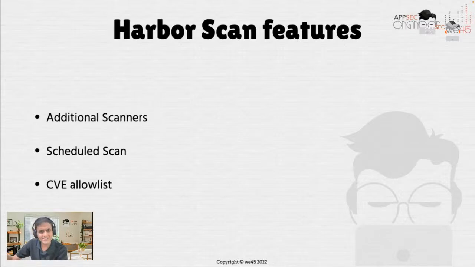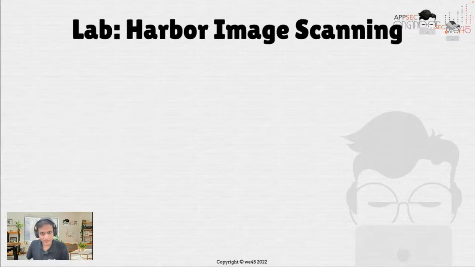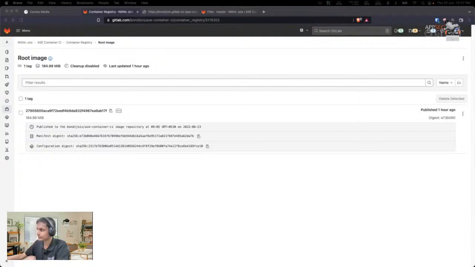Or if you want to have a CVE allow list, so we figure out there is a false positive based on the results being generated, and you don't want these false positive reports to come up in subsequent scans, you can have an allow list in place so that in the subsequent scans, those results don't pop up. So with that, let's quickly run our Harbor image scanning lab.